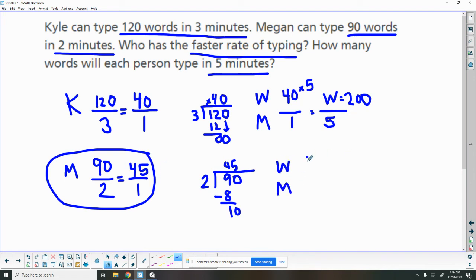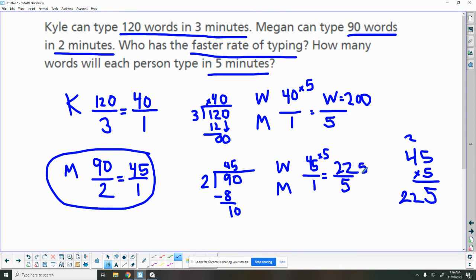So in 1 minute, she can do 45 words for 1 minute. And I want to know how long it takes for 5 minutes. 1 to 5 is times by 5. So we have to do the same thing to the numerator. So go ahead and pause and try that. So 45 times 5, 5 times 5 is 25. Here's 5 times 4 is 20 plus 2, 225. So after 5 minutes, she's typed 25 more words than Kyle.